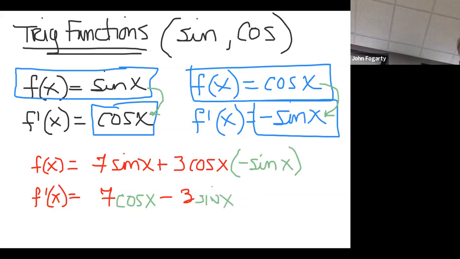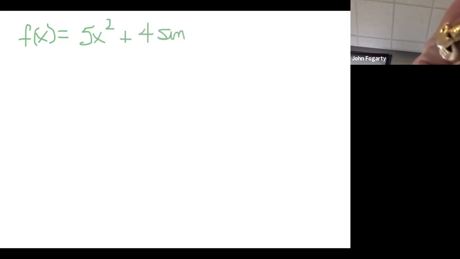All right? Let me give you a couple of those. Let's work on a couple of those. It's just a matter of learning how to use it. Ready? First one. f of x equals 5x squared plus 4 times the sine of x. If that's f of x, what would f prime of x be?